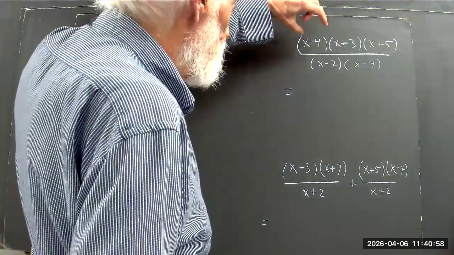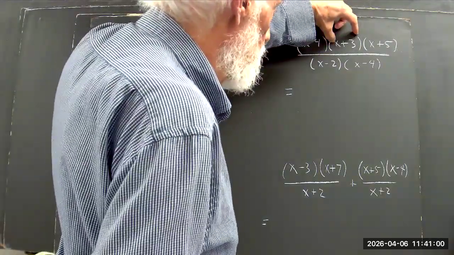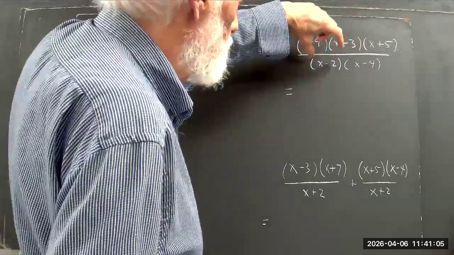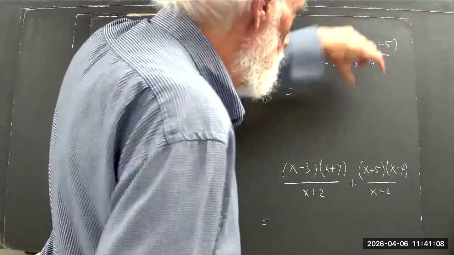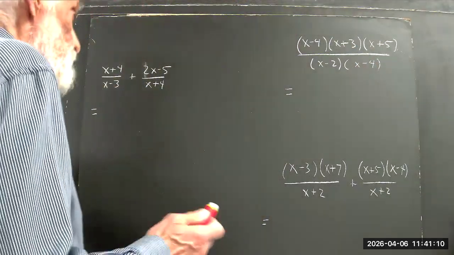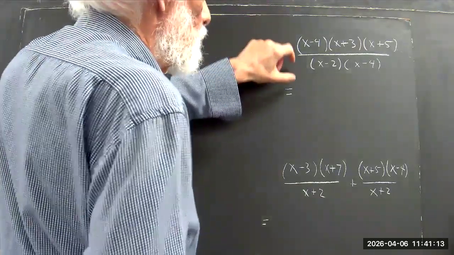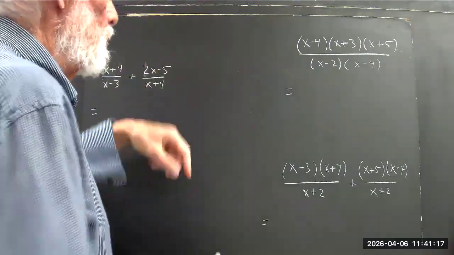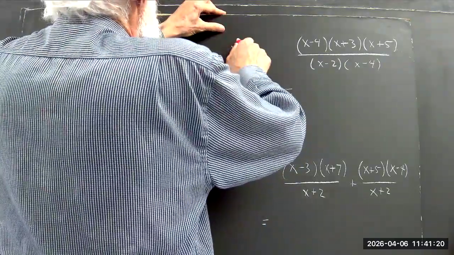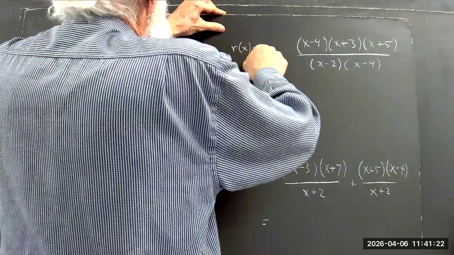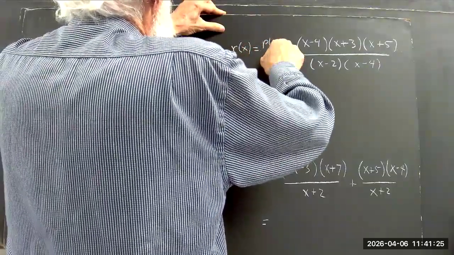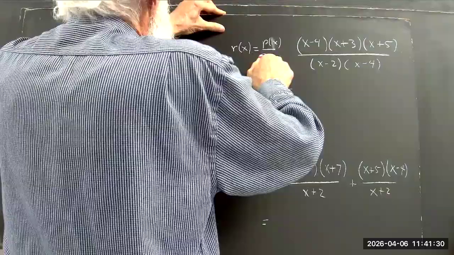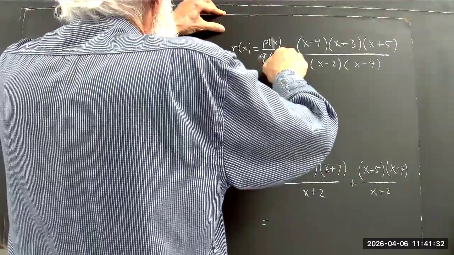Numerator is the quantity x minus 4 times the quantity x plus 3 times the quantity x plus 5. There's a denominator. It's the quantity x minus 2 multiplied by the quantity x minus 4. This is called a rational expression. It's in the form P over Q, where P and Q are polynomials. So we'll write that R of x equals P of x over Q of x.